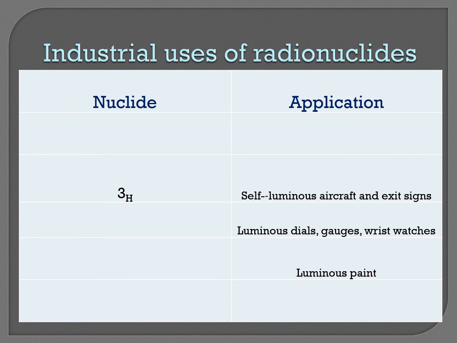It can be used in luminous dials, gauges, wristwatches, and luminous paints. These all are the luminous parts that have the ability to shine in the dark. So whenever we are traveling on the road at night and we see traffic signs that are showing the reflective properties, they are basically due to these luminous particles present in them.